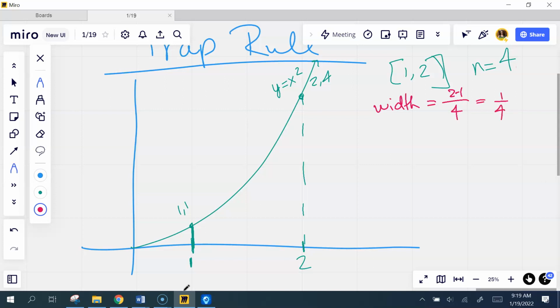That means the width of each trapezoid is 1/4. This is 1/4, this is 1/4, this is 1/4, this is 1/4. Right? This would be 1.25, 1.5, 1.75, and 2.